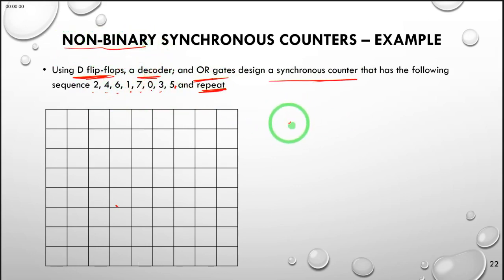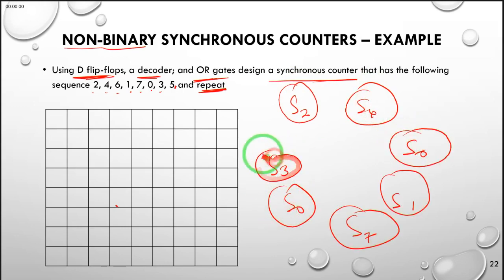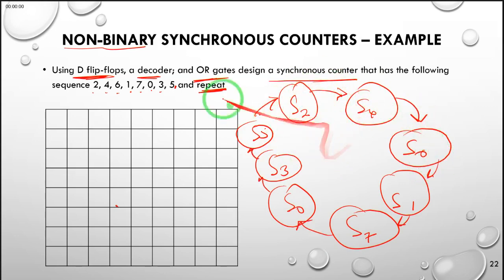All you need to do, the first step, is to design your state diagram, which reads state S2, go to S4, go to S6, S0, S3, S5. So these are just following sequentially through that process, and then back. So that is what we are saying. So the design would be very similar.